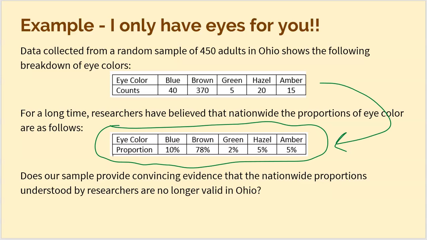So that's where the question comes. Remember, the fourth way to identify goodness of fit is read the question. It says, does our sample provide convincing evidence that the nationwide proportions understood by researchers are no longer valid in Ohio? So we want to see how well the numbers from the nation, the expected values, fit with what's in Ohio. And if they don't fit, then I guess Ohio, for whatever reasons, is different. And that's the whole point of the test.